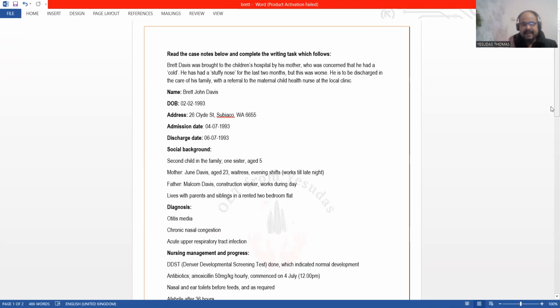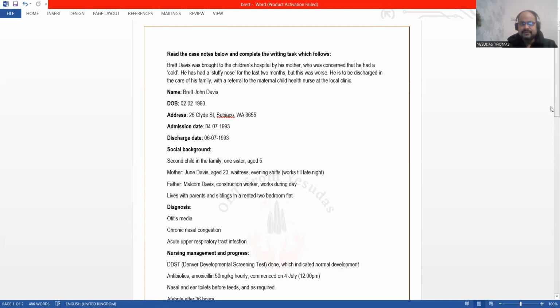Now we have the background information here. Brett John Davis was brought to the Children's Hospital. So you are working in the Children's Hospital. And the baby was brought by his mother, and she's worried that the baby has a cold. The mother also told that the baby had a stuffy nose, which persisted for the last 2 months, which has now become worse. So the complaints are very clear.